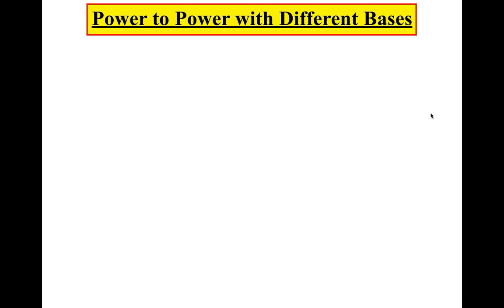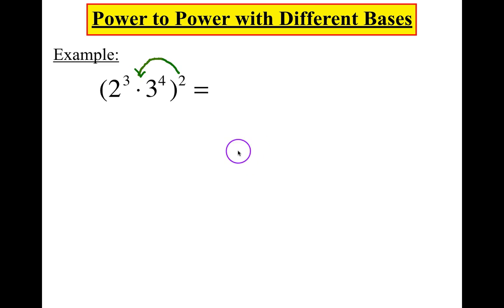So now, what if I do power to power, but the bases are different? What do I do then? Well, it's the same idea. What's being squared? Everything in the parentheses is being squared. So I'm going to go ahead and repeat 2 cubed times 3 to the 4th 2 times. So it's going to look like this. I went ahead and took this entire thing, you can kind of refer to it as a base because this is what's being repeated, and repeated it 2 times. So here's once, here's twice.